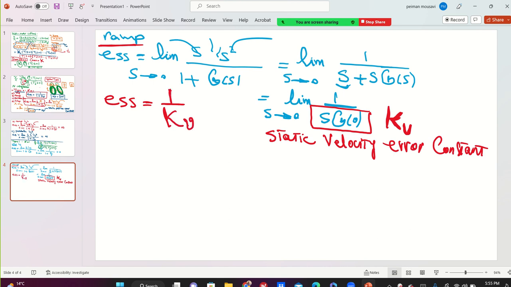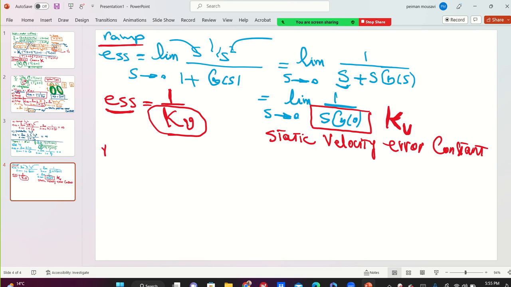Now I have a question for you guys. If you want to make the steady state error 0, what are you going to do with the Kv? What do you have to do with the Kv? Make it smaller or bigger? Bigger. What you said means control engineering. You have to make Kv bigger. Got it? Yes?